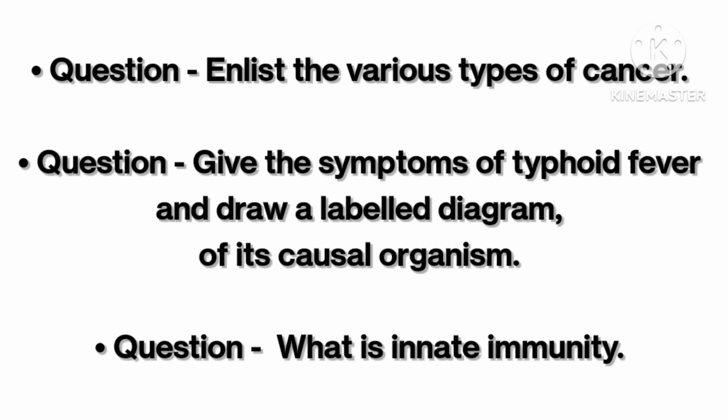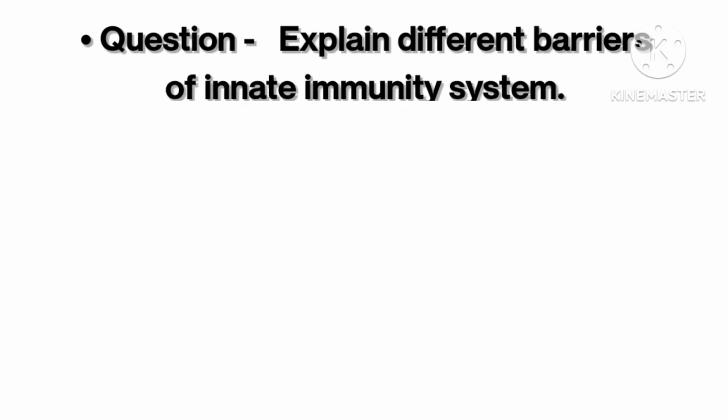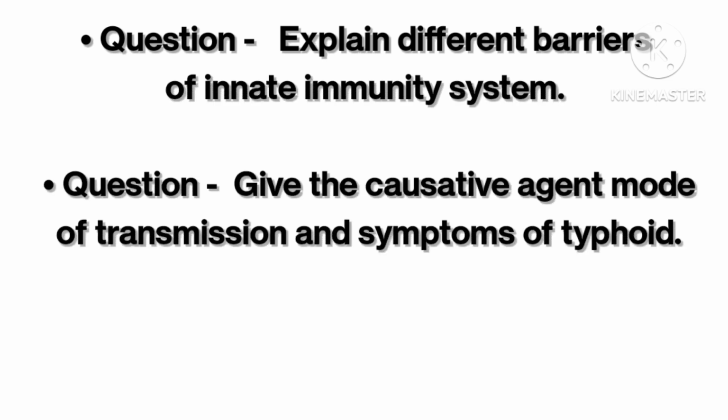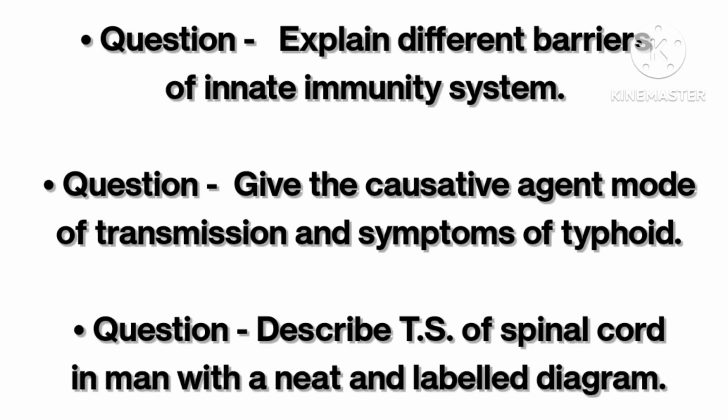Question. What is innate immunity? Question. Explain different barriers of innate immunity system. Question. Give the causative agent, mode of transmission, and symptoms of typhoid. Question. Describe TS of spinal cord in man with a neat and labeled diagram.